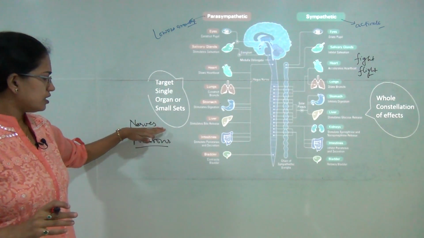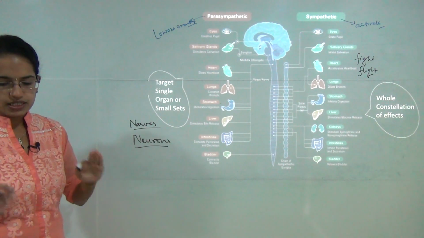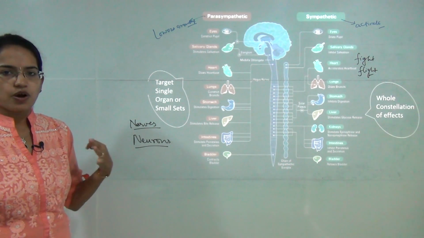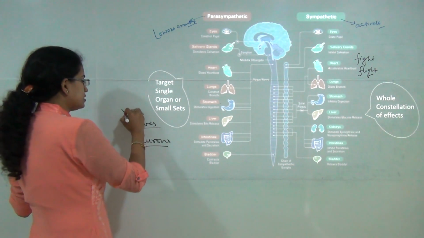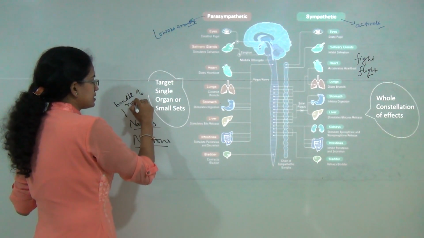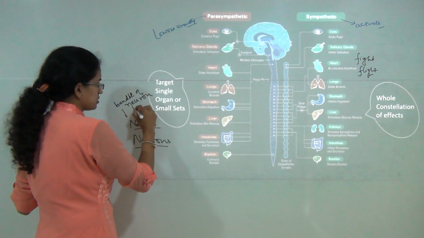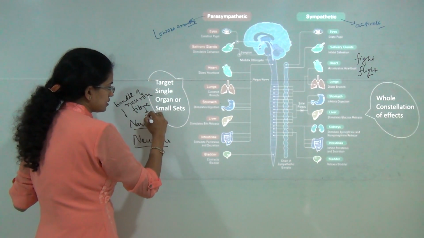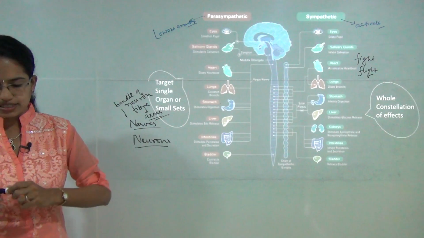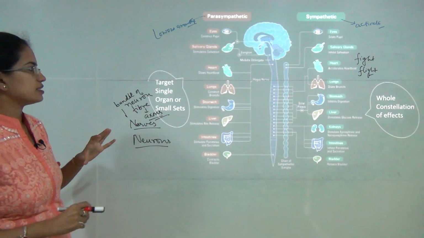Now, nerves and neurons, coming back to it, nerves are big. Nerves are, I can say, bundles of neuron fibers, and those bundles of neuron fibers are known as axons. However, neurons are smaller in size, they are much more tiny in nature.